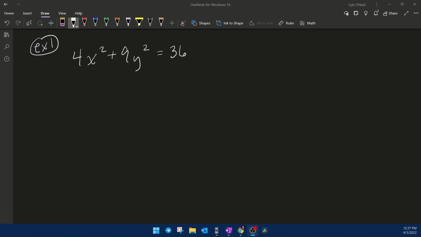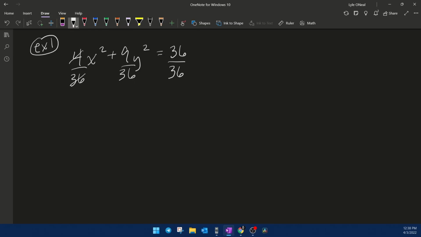For our first example, we're going to be given the equation 4x squared plus 9y squared equals 36. And what we're going to do is convert this into standard form and then find every possible piece of information we could find. So to start with, I really need this 36 here to be a 1, and the way I can get that is dividing by 36. But whatever I do to one side, I have to do to the other. So we are going to divide everybody by 36, and then I need to reduce.